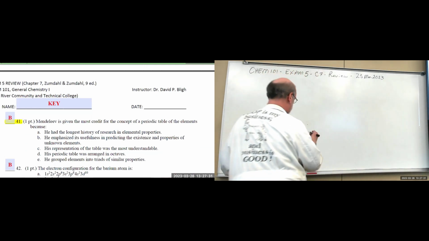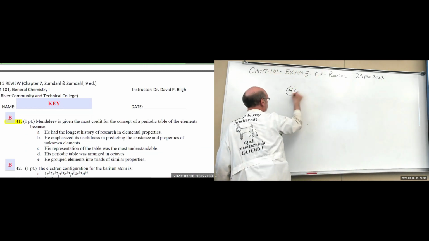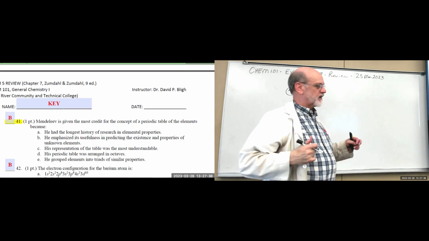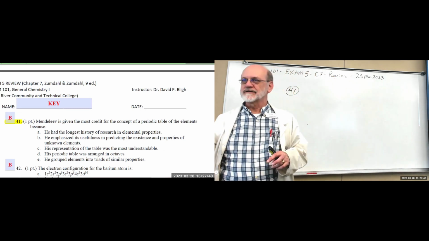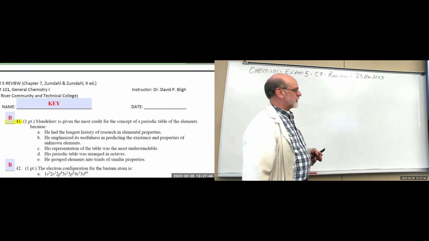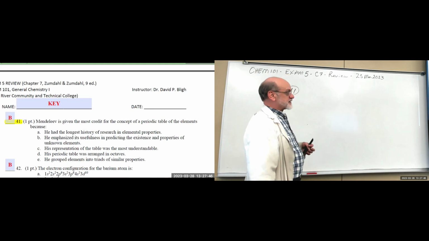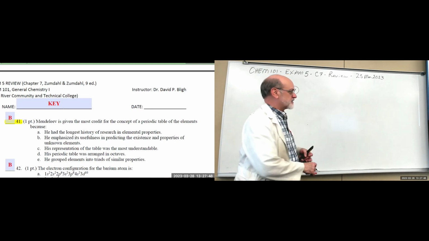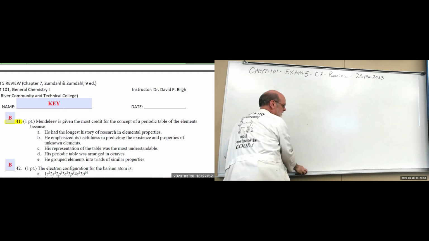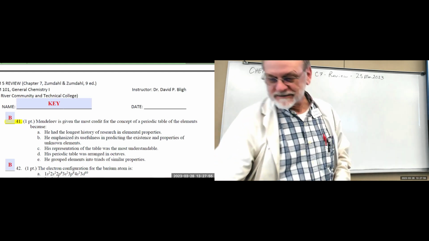41. Mendeleev is given the most credit for the concept of the periodic table of elements because of what I just told you. I didn't realize I was stealing my own thunder. But he emphasized its usefulness in predicting the existence and properties of unknown elements. So B is the answer to that one.